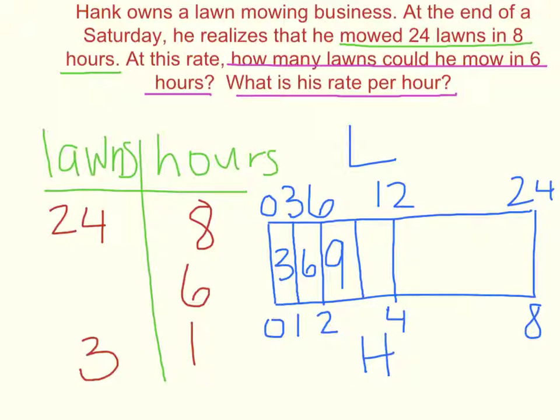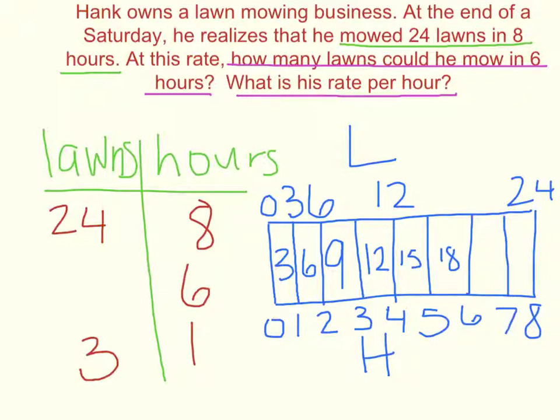So after 3 hours I've mowed 9. After 4 hours I've mowed 12. After 5 hours, 15, 6 hours, 18, and I might as well fill in 7 hours, which is 21, and of course I know that 8 hours gives me 24 lawns. So I can go in here, 1 hour, 2 hours, 3, 4, 5, 6 hours, 18 lawns have been mowed. That would be quite a Saturday.